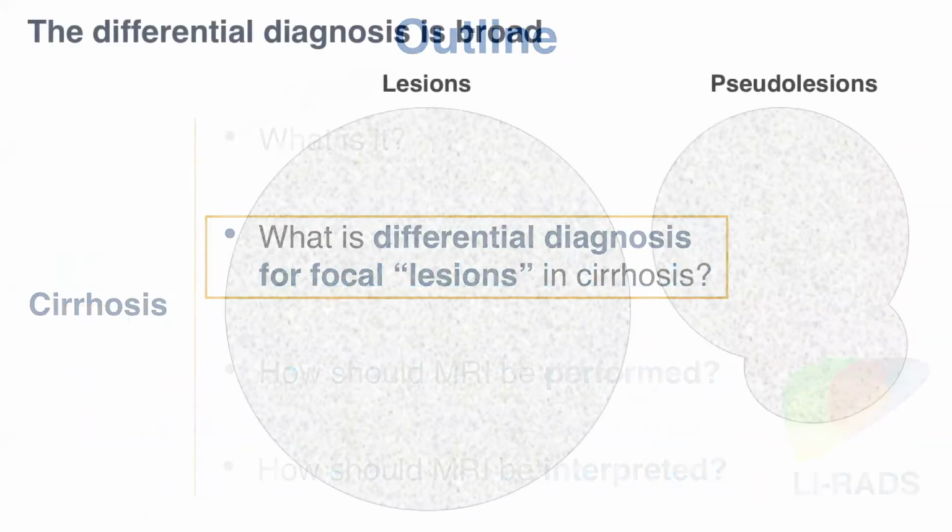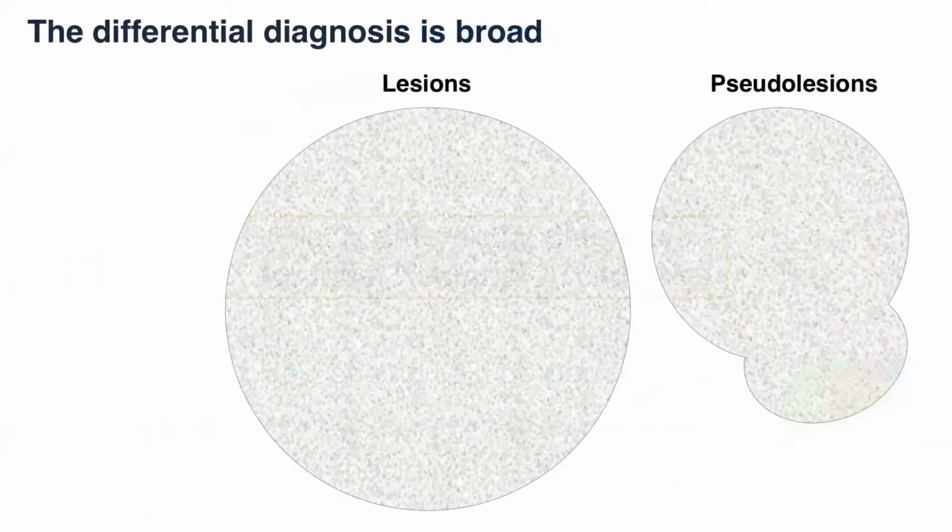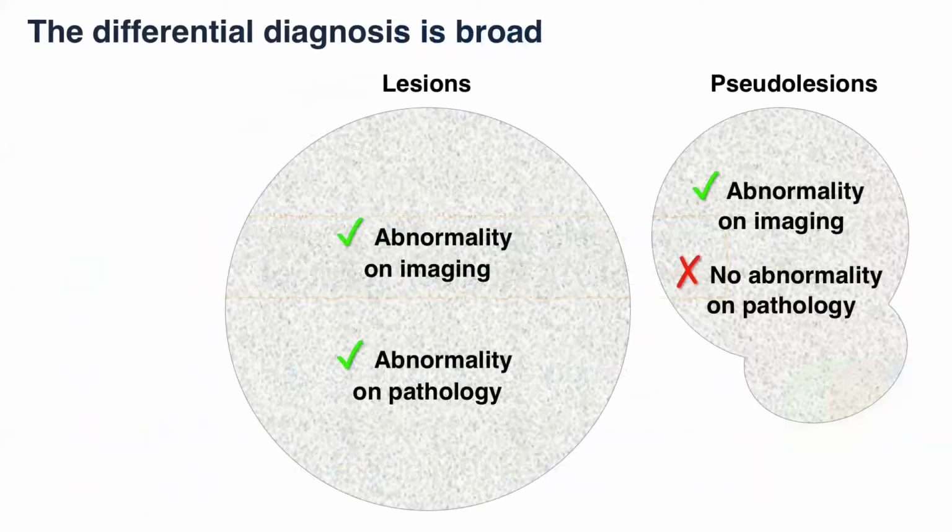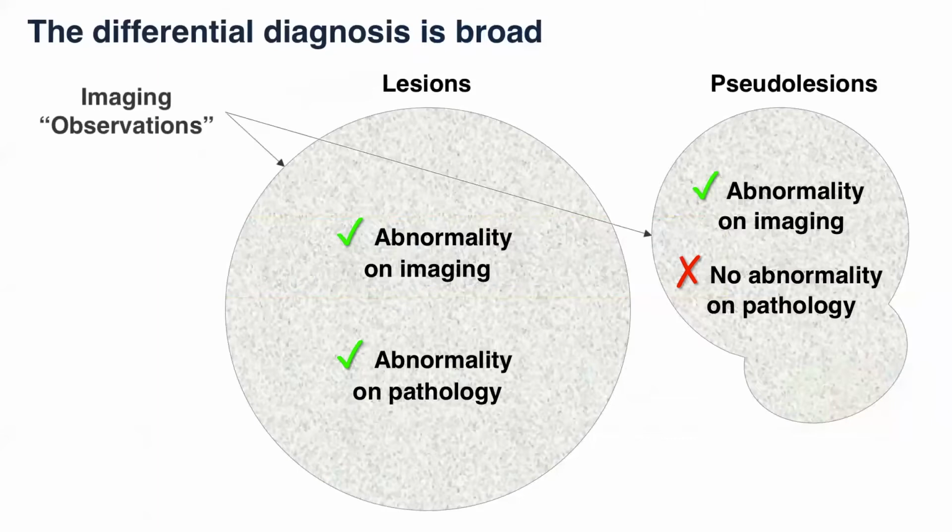What's the differential diagnosis for focal liver lesions in cirrhosis? And so we touched upon it on the previous lecture. I'll be presenting similar material, but in a different way. So in the cirrhotic liver, we have lesions and we have pseudo-lesions. Lesions are when there's an abnormality on imaging with a corresponding abnormality on pathology. A pseudo-lesion, there's an abnormality on imaging without a corresponding abnormality on pathology.